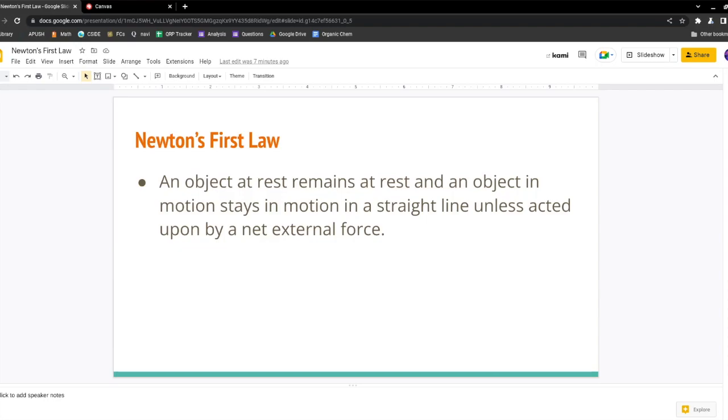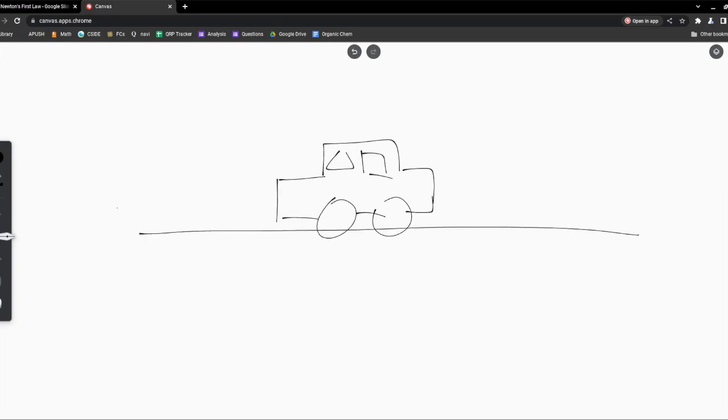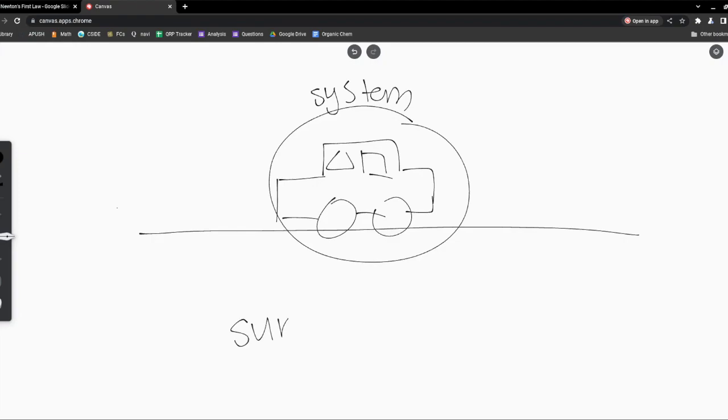So we're going to go into the concept of a system and surroundings. Let's say that we had a toy car, and this is a horrible toy car, but just ignore it. And it was just sitting on the floor. We can define that this toy car is the system. And everything outside of that toy car is the surroundings. So like the rest of the universe, basically.